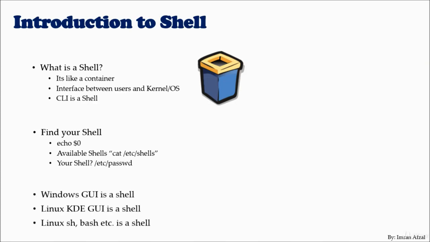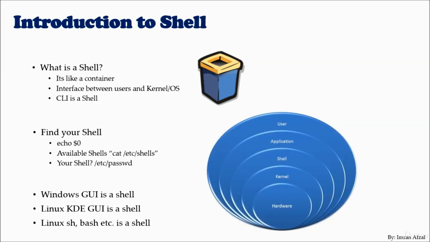In Windows, the GUI is a shell. In Linux, the KDE GUI is a shell. In Linux, sh, which is the Bourne shell, bash, etc. are all shells that are provided to a user. Looking at this diagram again, we are second from the top. You'll see the application talks to the shell, and then the shell talks to the kernel, and the kernel is the one telling the hardware what to do.